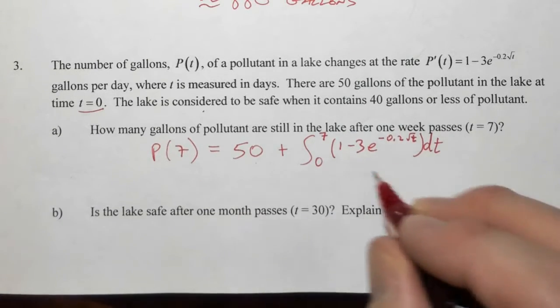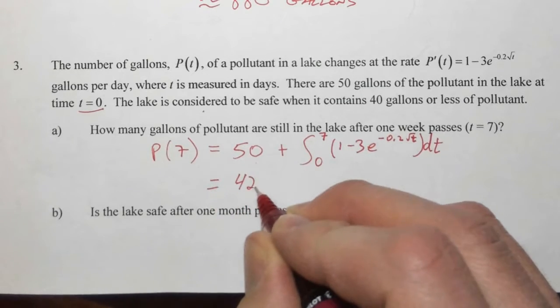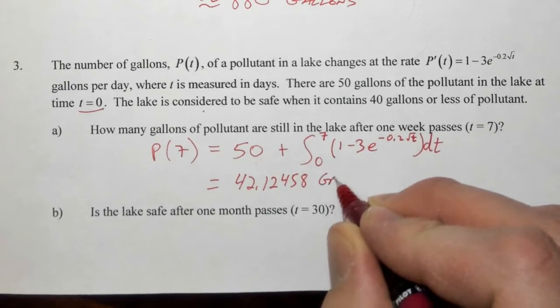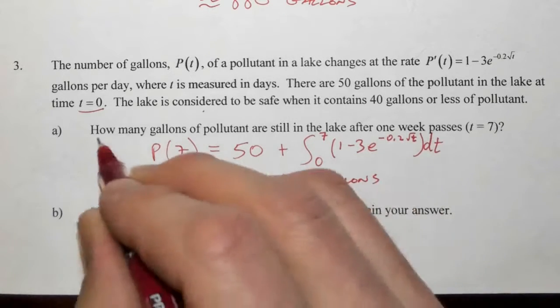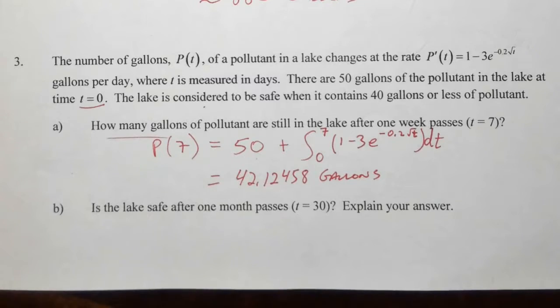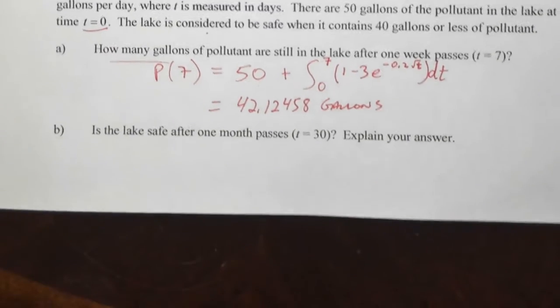So our answer, P of 7, is going to be 42.12458 gallons. All right, because we asked how many gallons, and we did an integral on the rate, that means we go from gallons per day to just gallons.